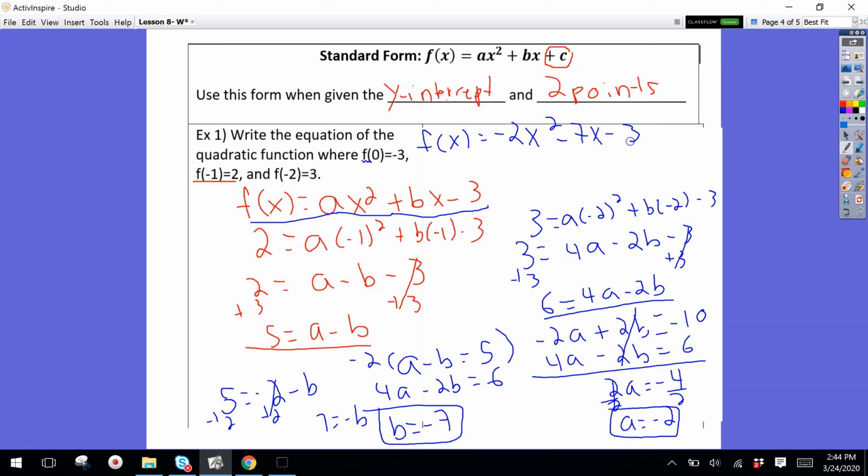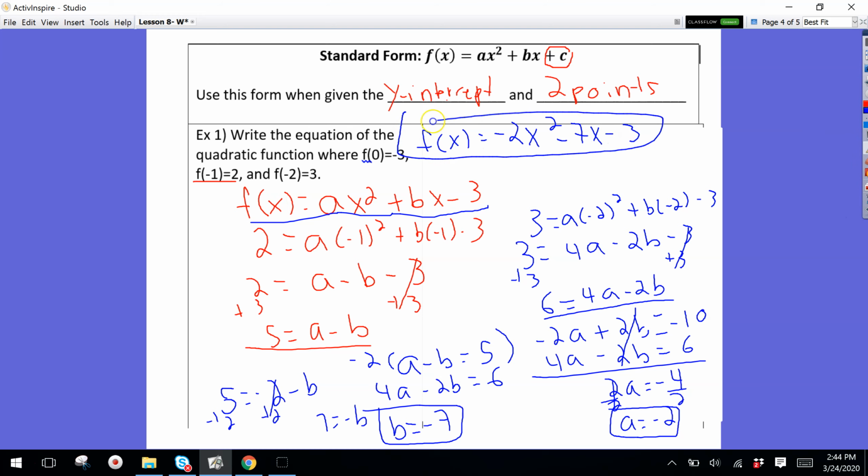How would I double check this? Well, I would plug in a -1 here and make sure that I get out 2. And I would plug in a -2 here and again make sure that I get out 3. So that's how you can double check that. Alright, so I hope that you found this video helpful in how to write an equation for a quadratic function.